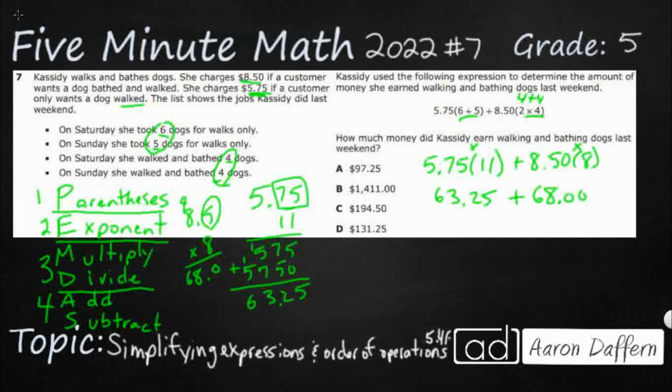Now I need to add, right? So I need to add the 68 and 63.25. So let me just line it up right there. That's my final step. And there we go. We got 131.25. And so you see that addition was very last. We got that as an answer of D.